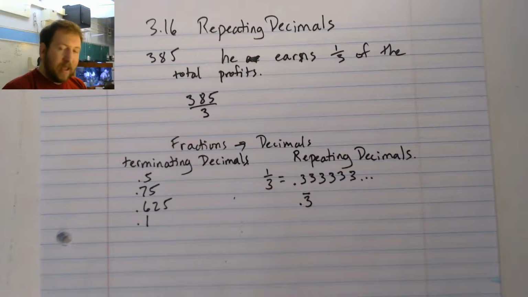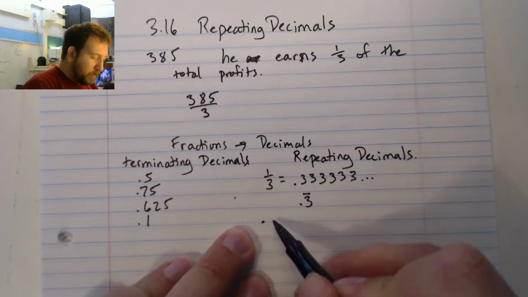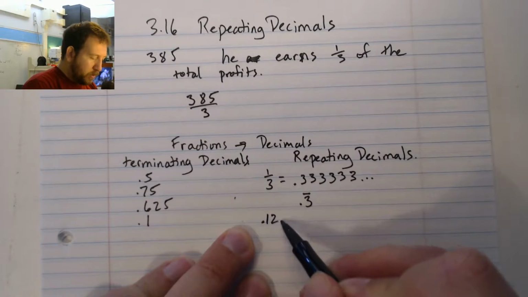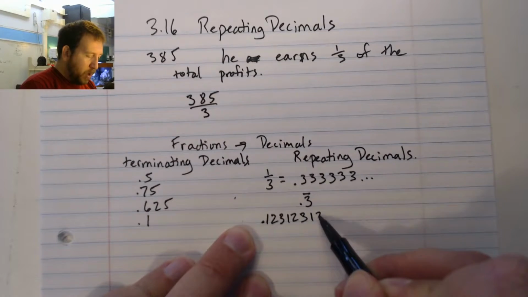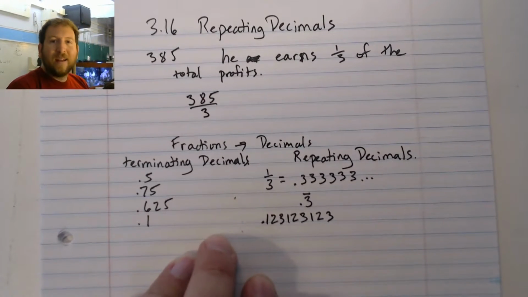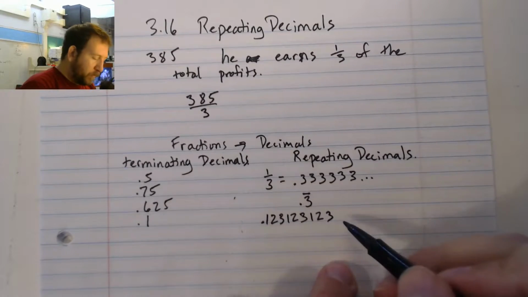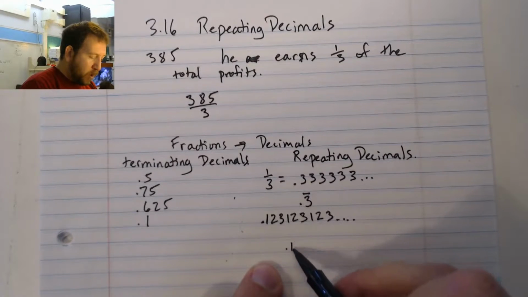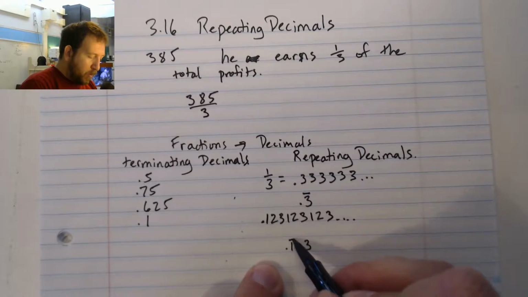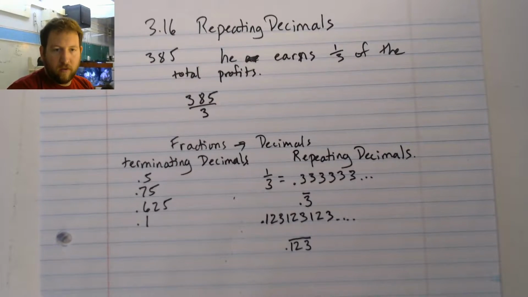Sometimes it can be a whole set of numbers that are repeating. So if I have a number like 0.123123123, I can see that just the 1, 2, 3 continues to repeat over and over. So I can write it like this: 0.123 with a line over all three digits, showing me that each of that set repeats over and over.